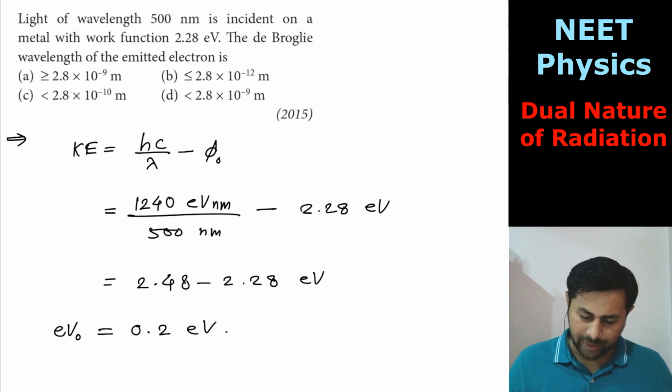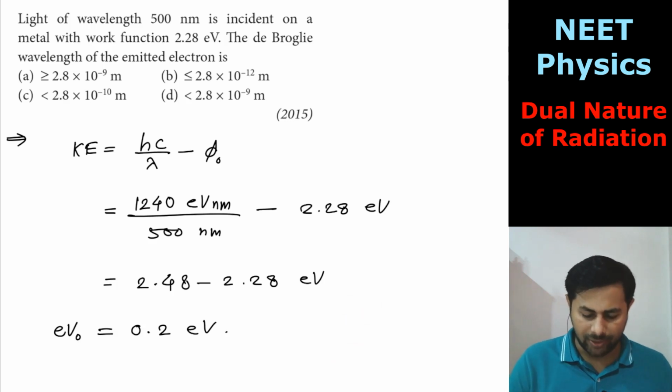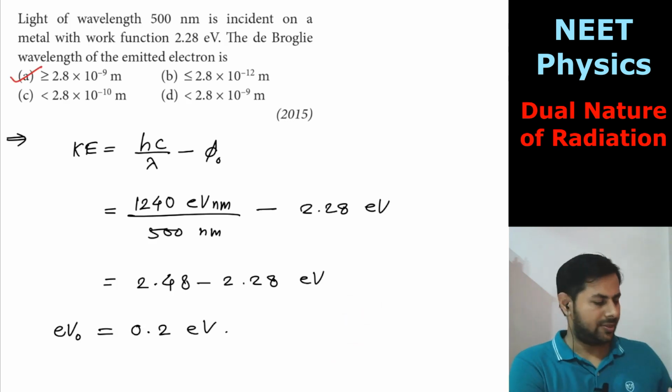It is accelerated by potential difference of V naught, and this was maximum kinetic energy. That means velocity is maximum. If velocity is maximum, the wavelength is the minimum wavelength. So that should be greater than or equal to, so it's option A. Is this thing clear, everyone?